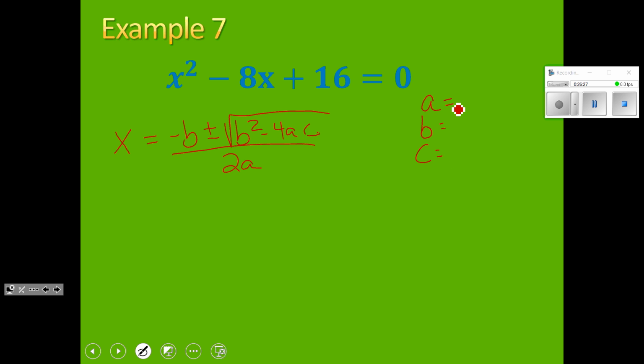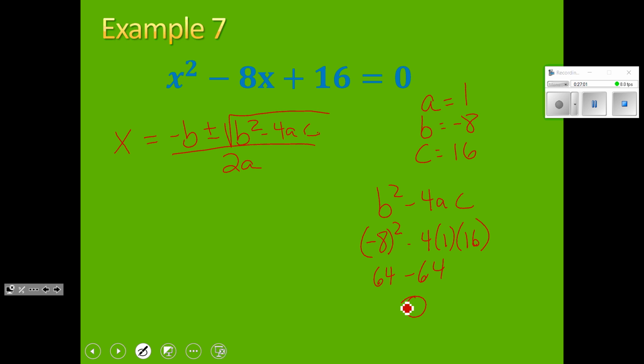All right, so a is equal to 1, b is equal to negative 8, and c is equal to 16. So let's do our discriminant, b squared minus 4ac. So negative 8 squared minus 4 times 1 times 16. So I'm going to get 64 minus 64, which is equal to 0. Now that means something. But let's keep going. That doesn't mean no solution, just because they cancel. Let's keep going. 0 is a workable number.